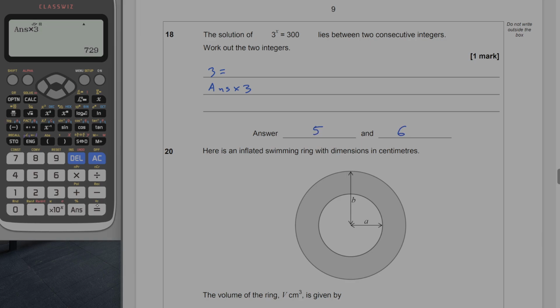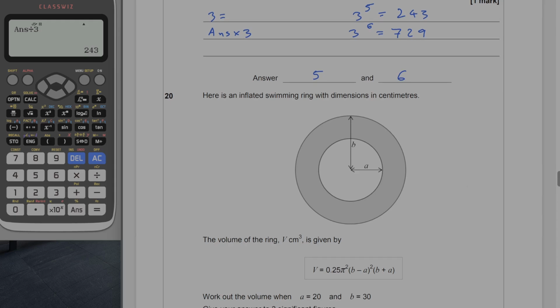But just to show that, we will go 3 to the power 5 equals, and 3 to the power 6 equals. And we've got that on 729. And then if I go backwards and divide by 3, that was my last one, 243.